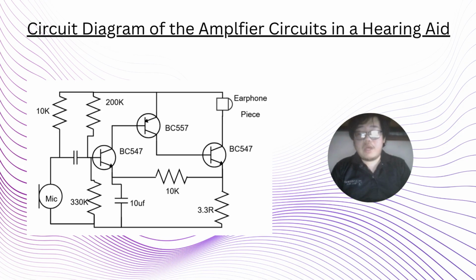This is what the amplifier circuit of an average hearing aid looks like. It is a 3-transistor audio amplifier circuit that is capable of the function I mentioned in the last part, taking a small signal and amplify it to drive the receiver/earphone piece. In the next few slides, I'll explain in detail as to what each of the components in this circuit does.